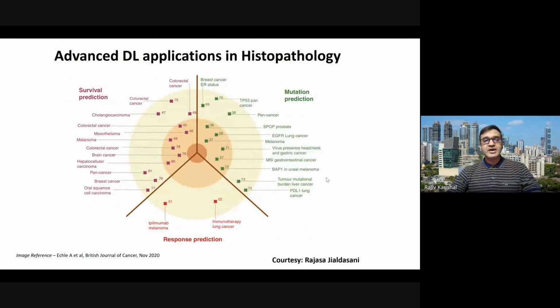And there are multiple applications of digital pathology which can be combined with AI algorithms, and they can give a lot of information which a clinician requires in an era of precision medicine, right from response prediction to survival prediction and even mutation prediction. So there are multiple applications where these models are now being tried across various tumor types.